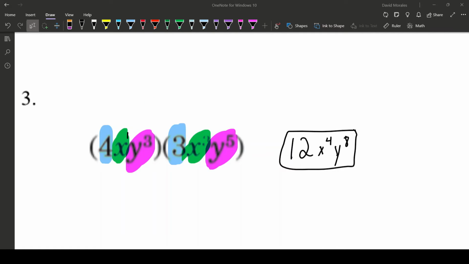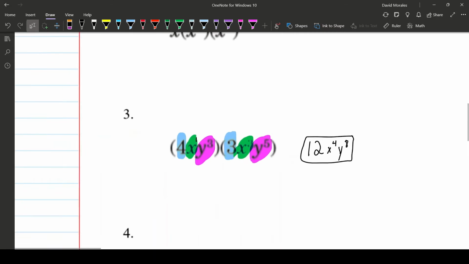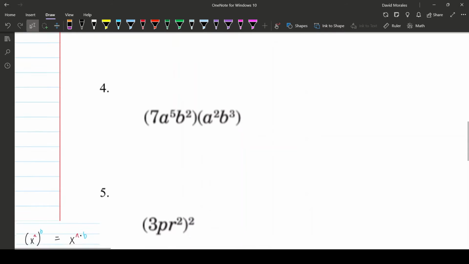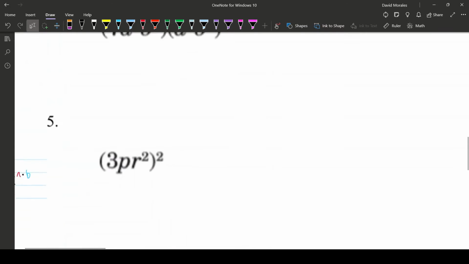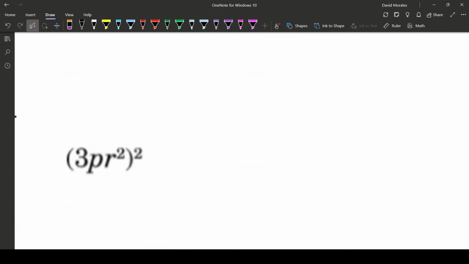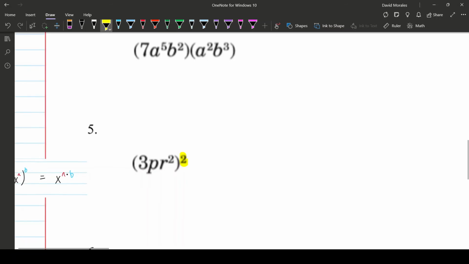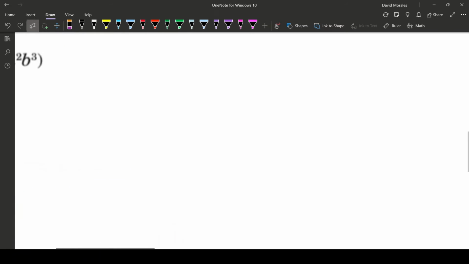Okay, so this is how you do those problems with just product rule. But what about problems that have another rule in place? What if I have an exponent on the outside? Well, we're going to have to talk about the power rule. So let me just scroll over here.